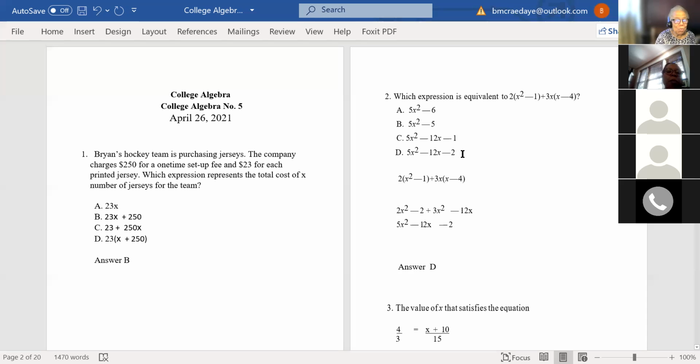Just remember when you're multiplying something in parentheses, you multiply whatever number or variable is outside that parenthesis by everything in the parentheses. So 2 times X squared and 2 times minus 1. 3X times X and 3X times minus 4. I forgot the X. I didn't remember the 3X outside. For the last part, for the 12, I multiplied out everything else, but then I don't know why I left off the X, 3X times 4.